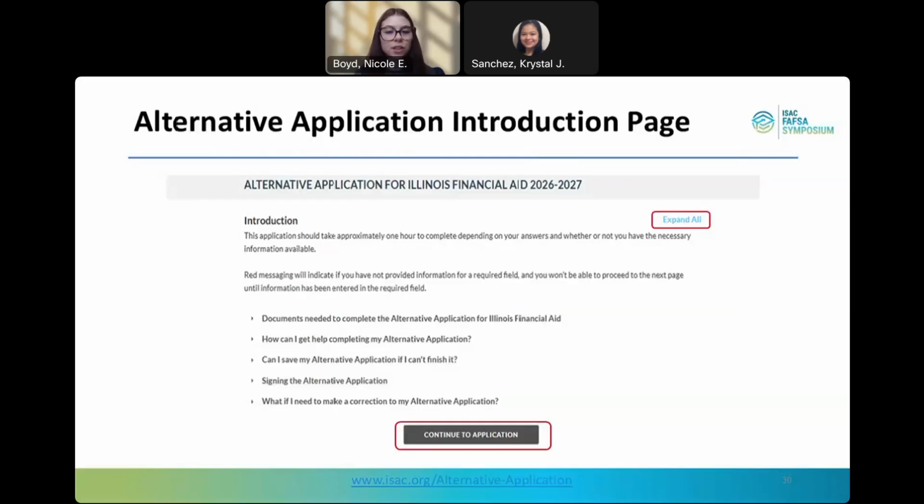Then we're going to see this introduction page. There are some questions or guidelines here for commonly asked questions. So the documents that are needed to complete the application, how a student can get help completing the application, can I save the alternative application if I can't finish it, which we already mentioned, the answer is yes, how signing the alternative application works, and then how to make corrections. So then they can continue to the application.